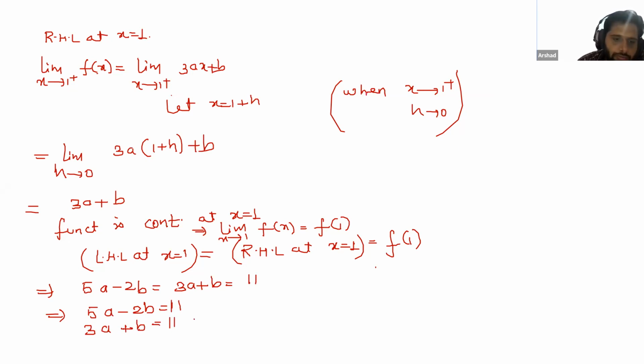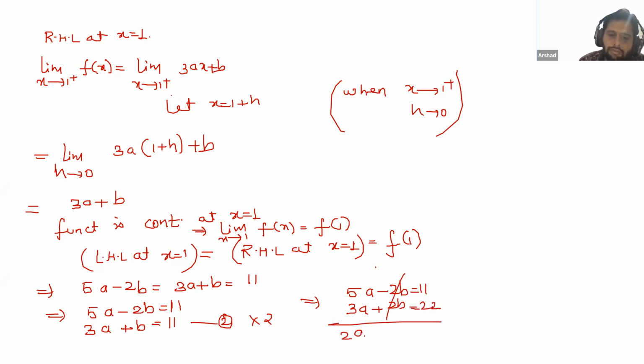We can multiply the second equation with 2. So this is 5a minus 2b is equal to 11. Here we will get 6a plus 2b is equal to 22. So cancel out these two, and we get 11a is equal to 33. Okay, so a we will get here 3.